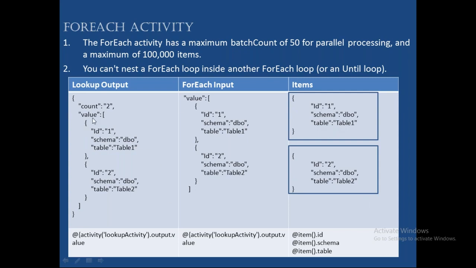This is clear. See, this value, how I will pass it to the for each input: activity dot lookup activity dot output dot value. So lookup activity output dot value. If you say count, you will just get 2. Number 2 will be passed to the for each. But I'm saying value. Value means all these items we are going to pass. In these details, this is the first item, this is called the second item.